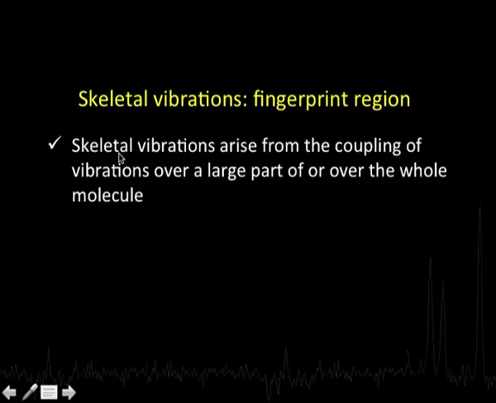Now, what is the origin of these vibrations? The skeletal vibrations arise from the coupling of vibrations over a large part or over the whole of the molecule. This is totally in contrast with our group frequencies. In case of group frequency, a small part of the molecule was vibrating, and the rest was not contributing anything. In case of skeletal vibration, we have just the opposite. It is the molecule as a whole, because different vibrations are there, so they all couple with each other and give rise to certain vibration frequencies which are observed in the region called the fingerprint region.